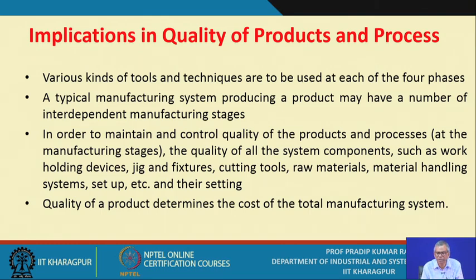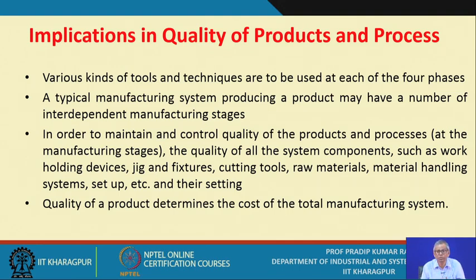A typical manufacturing system producing a product may have a number of interdependent manufacturing stages. In order to maintain and control quality of the products and processes at the manufacturing stages, the quality of all the system components, such as work holding devices, which is very, very important, jigs and fixtures, cutting tools, raw materials, material handling systems, setup, etc., and their settings are to be ensured. Is it okay? Then the quality of a product determines the cost of the total manufacturing system.